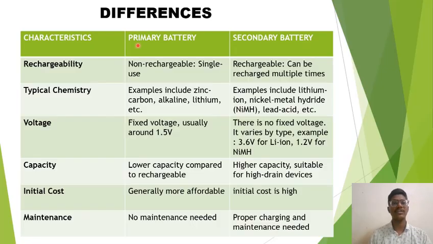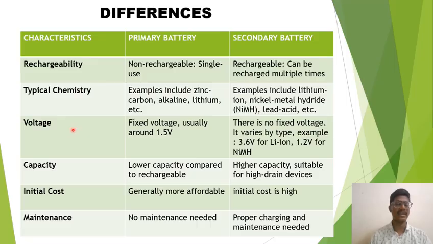Now, when we talk about the differences between primary cell batteries and secondary cell batteries based on characteristics, first is rechargeability. Primary cell batteries are non-rechargeable and can be used only a single time, whereas secondary batteries are rechargeable and can be used multiple times. When we talk about typical chemistry, examples of primary batteries include zinc carbon, alkaline, lithium, etc. Whereas secondary batteries include lithium ion, nickel metal hydride, lead acid, etc.